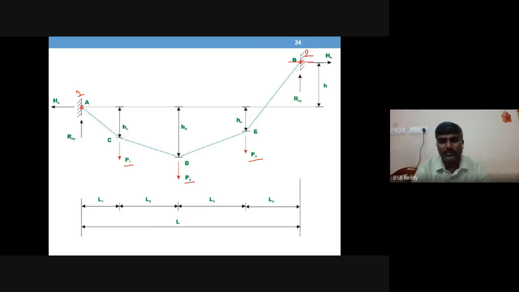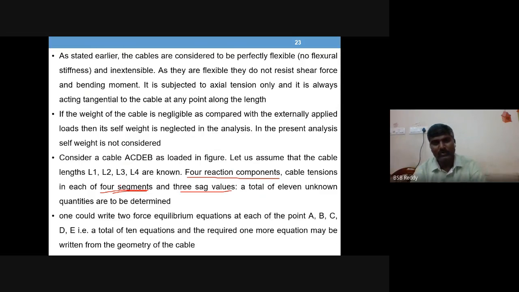Okay, so this is where the load is available. So 3 sag values. So total 4 plus 4 plus 3, 11 unknowns. So what you need? 11 equations. So you have to count now the equilibrium equations. So we can write two force equilibrium equations at each of the joints A, B, C, D and E. So total 5 into 2, 10 equations.